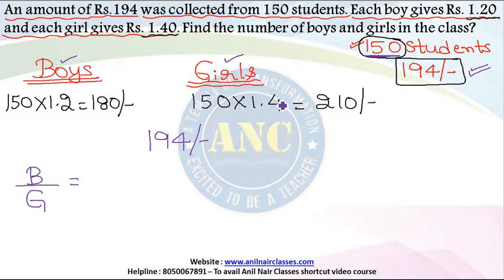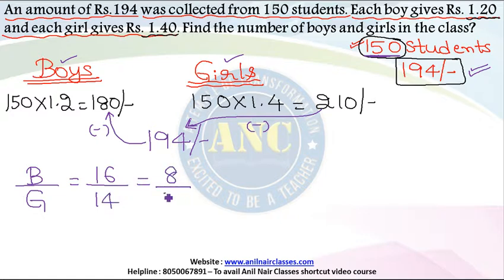Boy by girl ratio is 210 minus 194, which is 16, divided by 194 minus 180, which is 14. It is 2 into 8, 2 into 7. Boy by girl ratio is 8 is to 7. That means according to the ratio, there are 8 boys and 7 girls, totally 15 students.